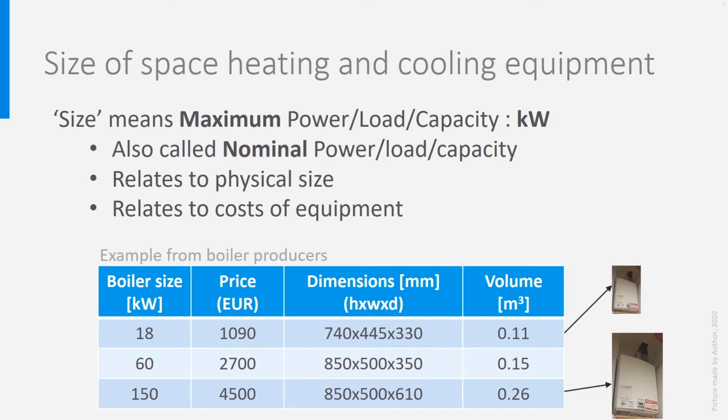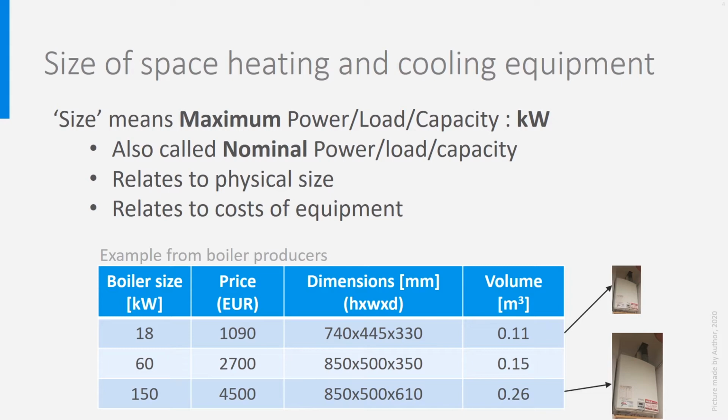If you want to make sure the bucket is filled within 1 hour, equivalent to the quantity of energy we need to have in that hour, then you need to buy a tap that allows for enough flow rate. So, this maximum power is also referred to as nominal power or nominal capacity or nominal load. It relates to the costs and the physical size of the equipment.